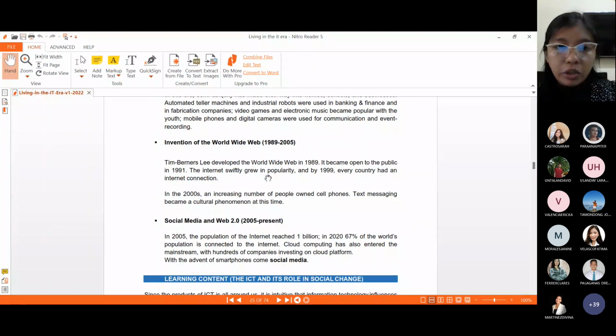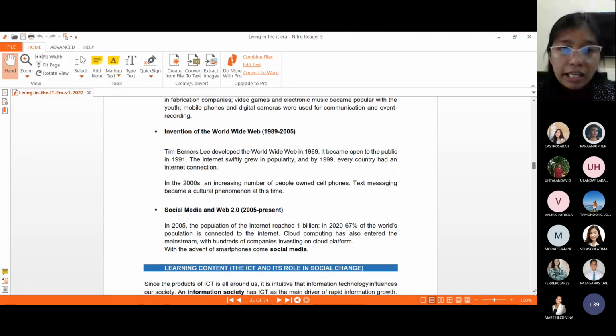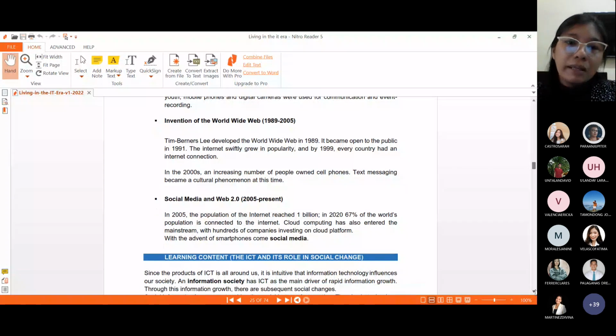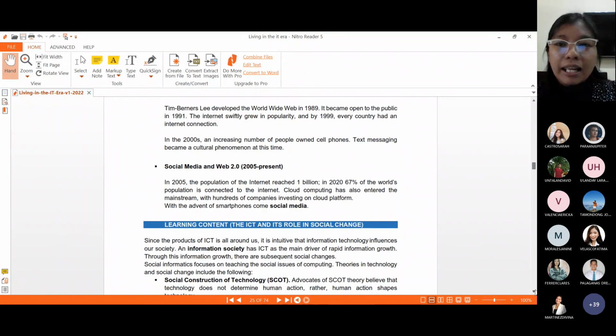Okay, 2000 yun. Grade 4 or grade 3 yata ako nagkaroon ng cellphone na Nokia. Pero sunudan kami ni ate hanggang sa inari na niya. Ayan, 2000. So, it was 2005 yata. Text messaging became a cultural phenomenon at this time. Sino nakakaalala ng phrase na check operator service? What does it mean?